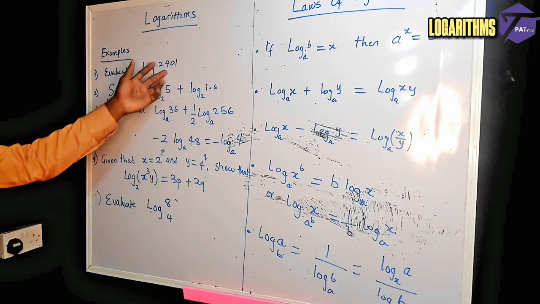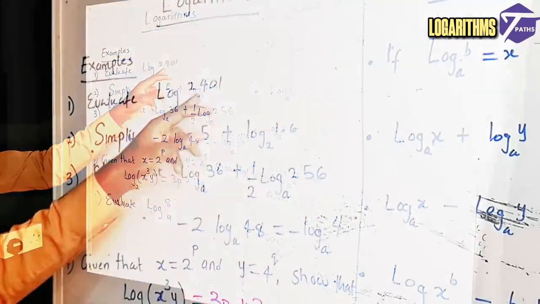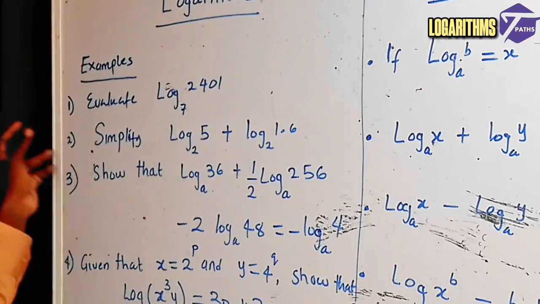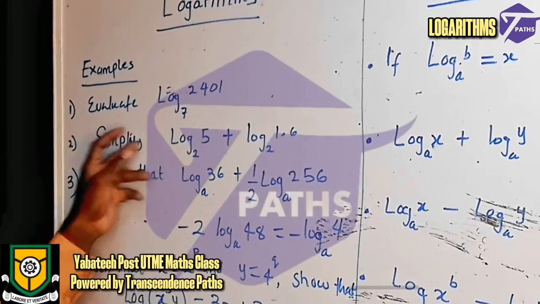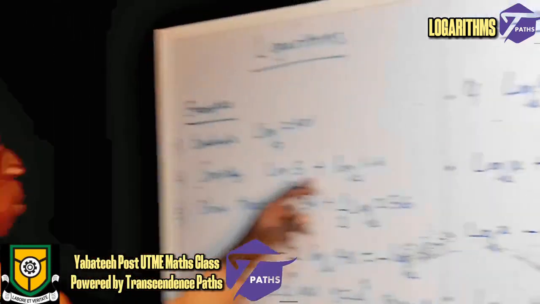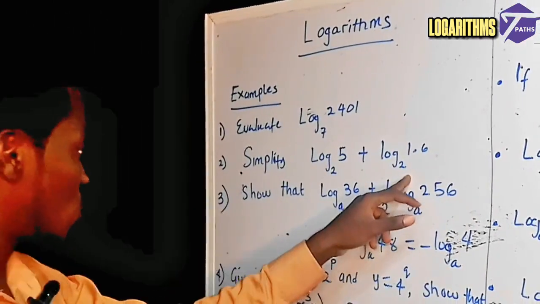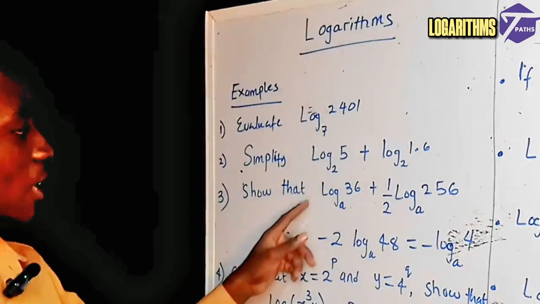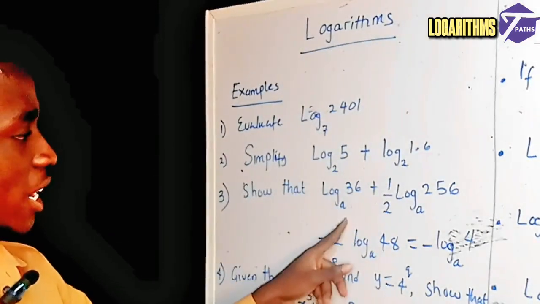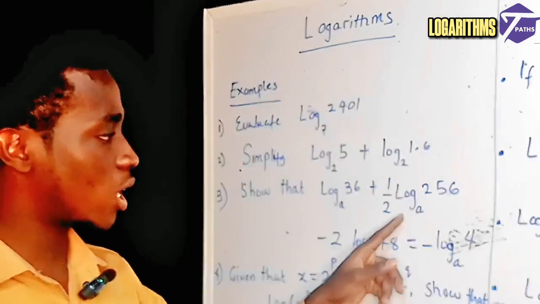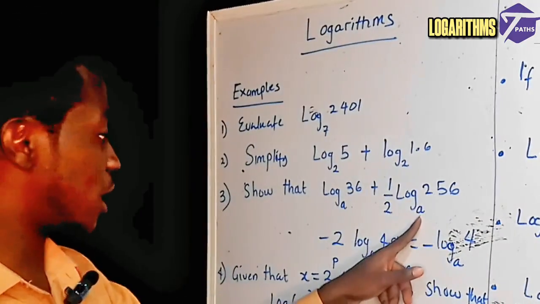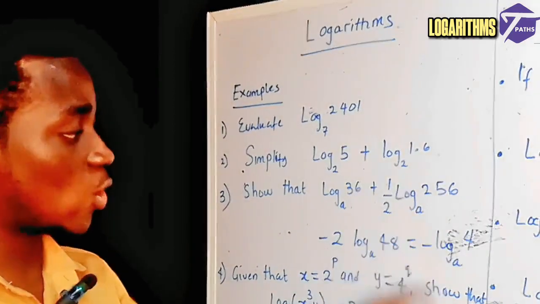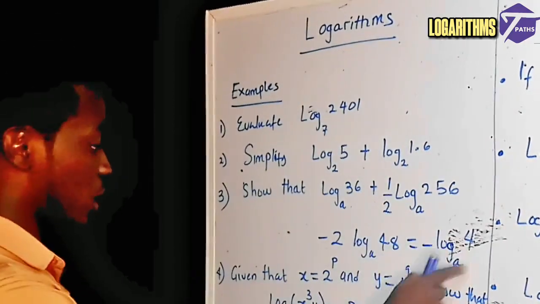Number 1, evaluate log 2401 base 7. The second question says, what if I have log 5 base 2 plus log 1.6 base 2? I'm going to do that also. The third question: show that log 36 base a plus 1 over 2 log 256 base a minus 2 log 48 base a is equal to minus log 4 base a.